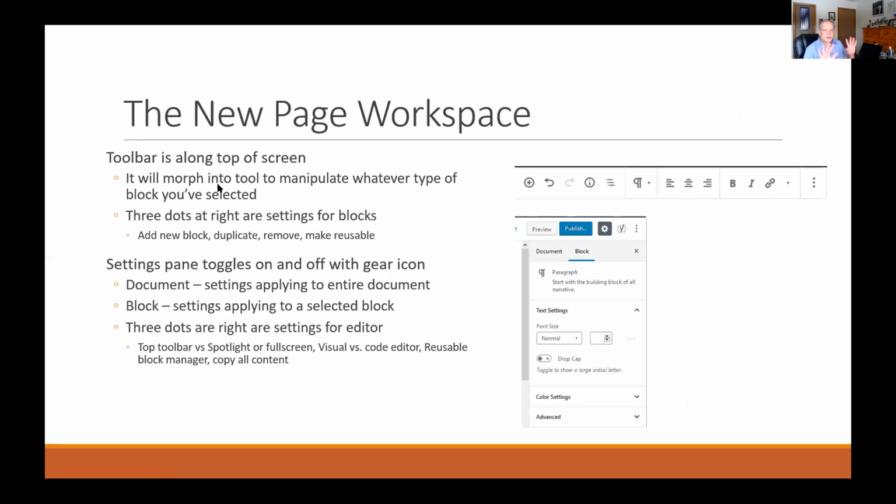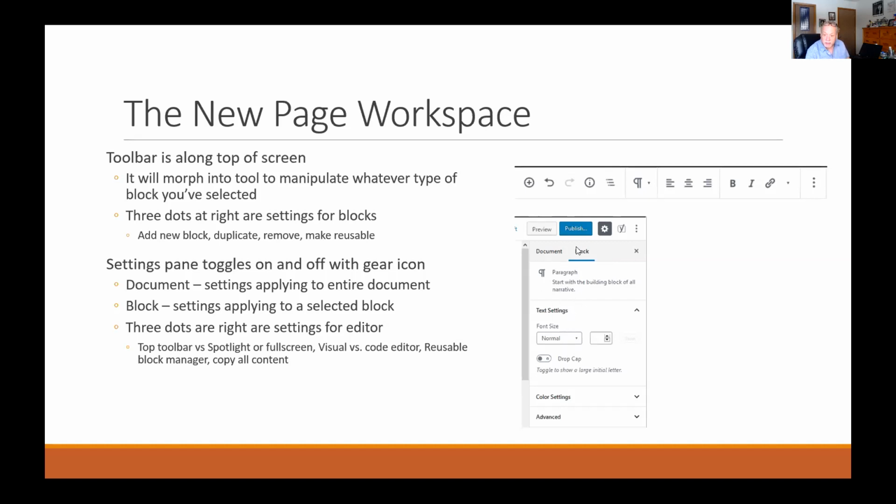Real quickly though, there's two basic elements to manipulating your document, your page. You have this toolbar in the upper left-hand corner. It's going to morph into a tool to manipulate whatever type of block you've currently selected. And as we saw before, these three dots to the right are the settings for blocks. You can add new blocks here, duplicate and remove blocks, make reusable blocks, and so on. Now, the other main piece of equipment here on the workspace is this pane on the right, and we see an example of it here.